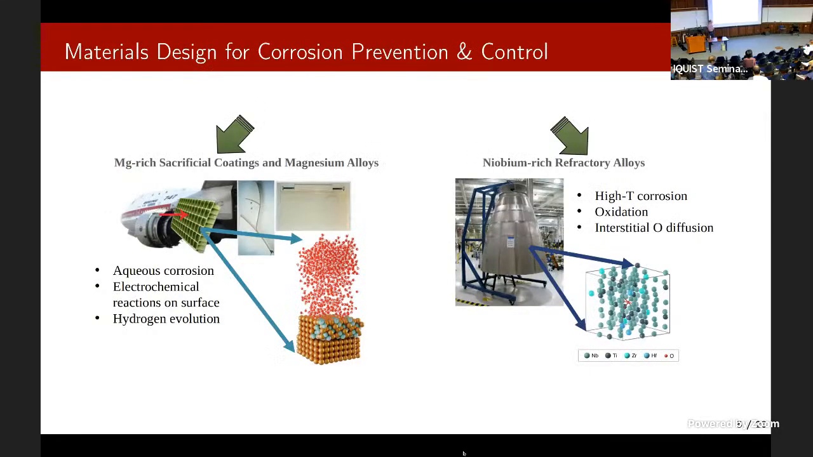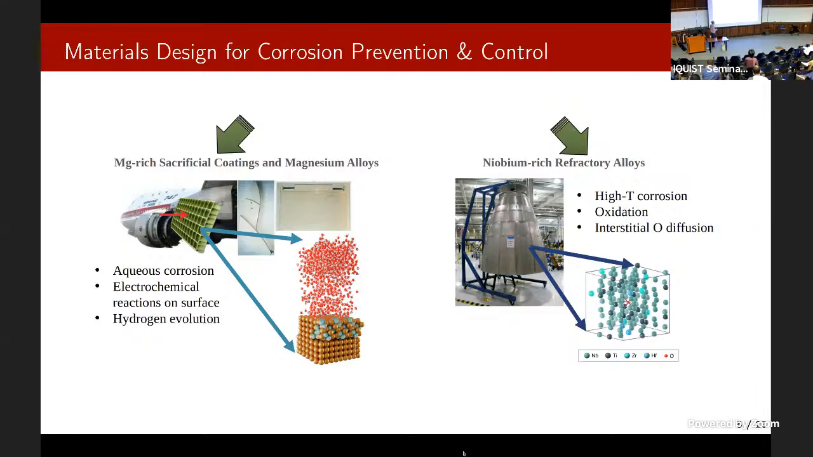Okay, so when we talk about solving corrosion, it's an extremely big problem. Things corrode in water, things corrode in air, things corrode at various temperatures. So there's a lot of ways that you may think about solving corrosion. Two that we identify here are magnesium-rich sacrificial coatings and magnesium alloys. What that means is we want to design a material which is magnesium-rich, because magnesium has certain properties that allow it to corrode faster than, say, the aluminum that a plane is made of underneath.